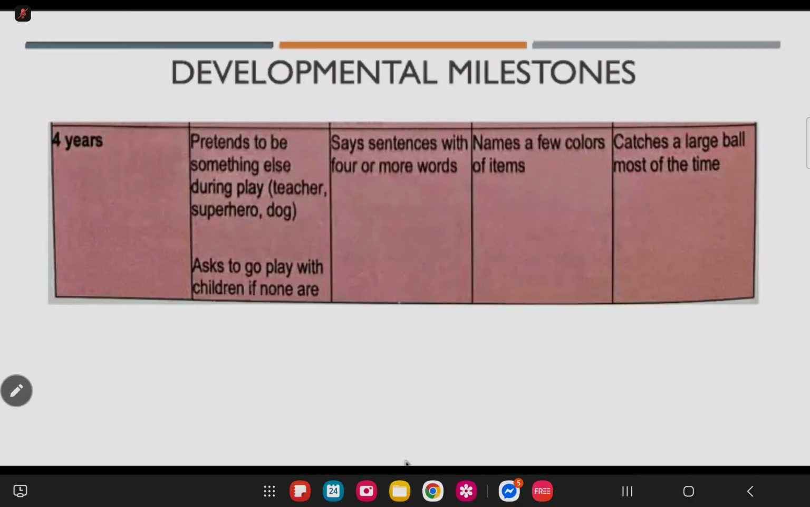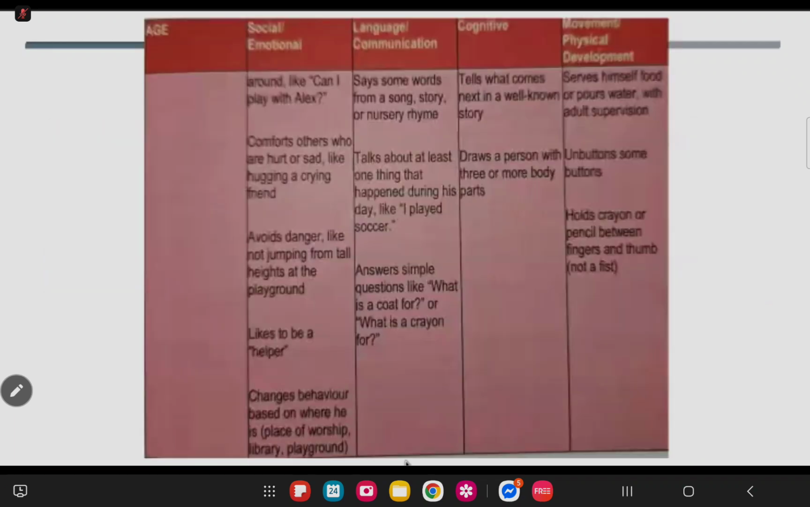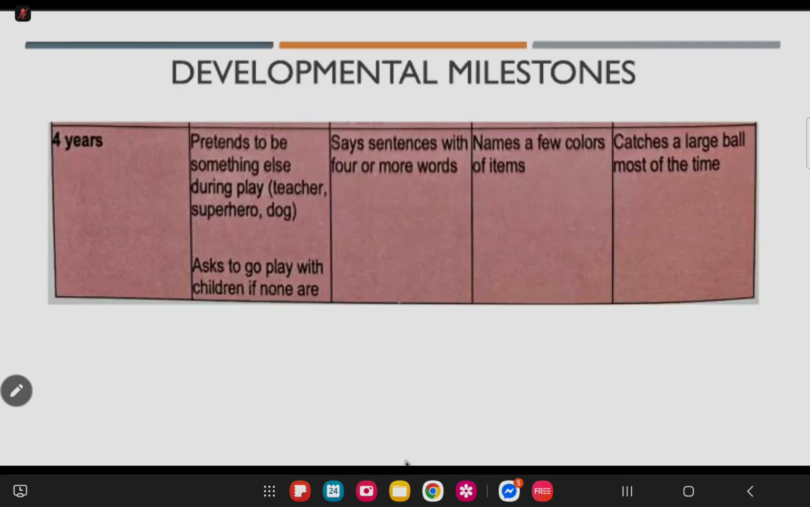At 4 years, their pretend play is more profound. So they pretend to be someone else. Like maybe I'll pretend to be a teacher and you will be the students. My kids usually do that. We pretend play. Sometimes they pretend to be doctors or the nurse, and I'm just a patient, like that. They also name a few colors and a few letters. Their sentences are more complete, 4 or more words.